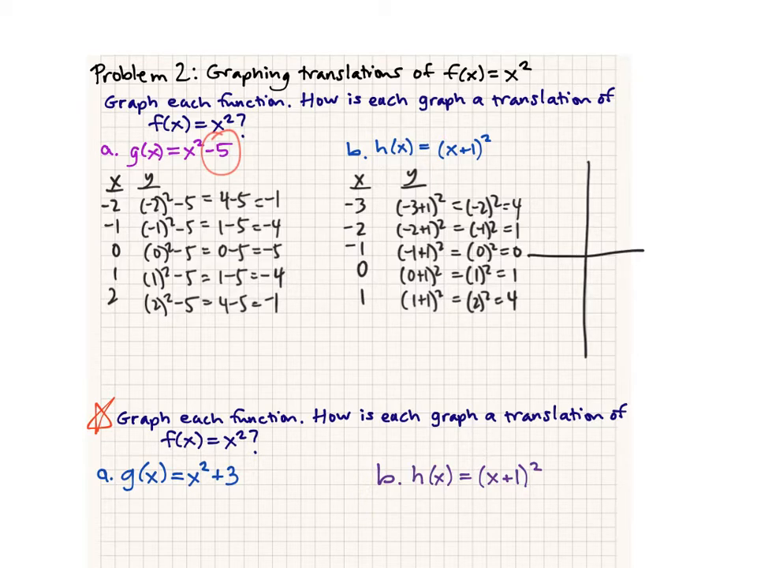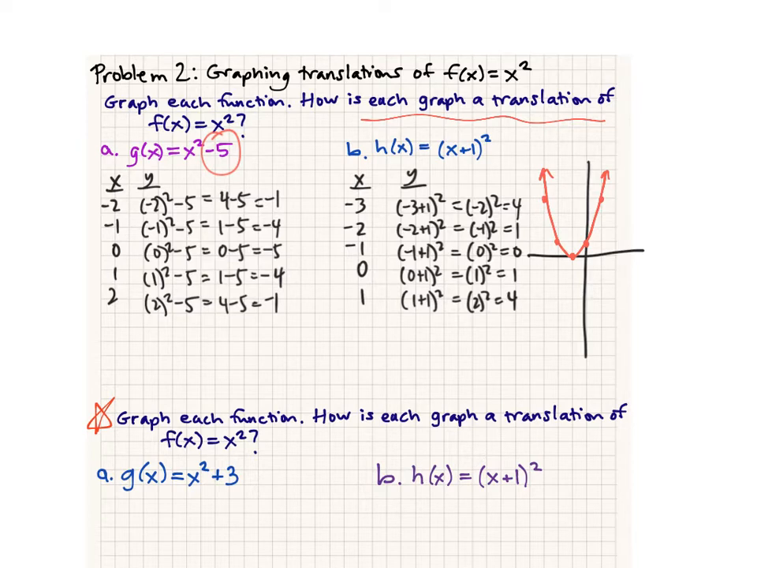Okay, so let's plot these points. -3, 4. -2, 1, -1, 0, and then 0, 1, and then 1, 4. So there we go. Okay, and then how is each graph a translation?